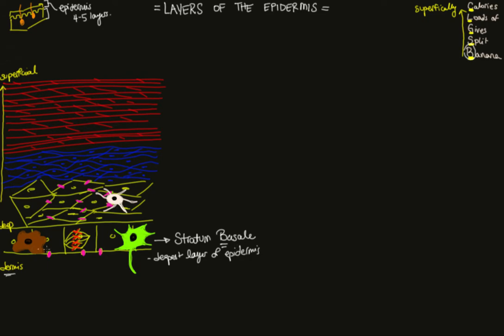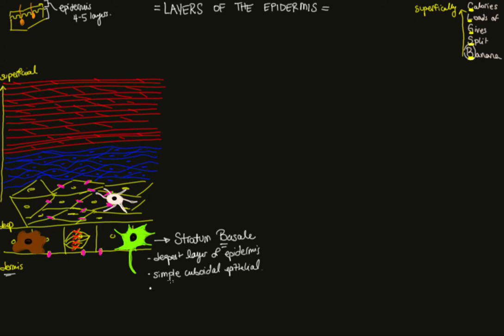And so the cells of this stratum basale are cuboidal in shape. So we have a simple cuboidal epithelial tissue that makes up this layer. And keep in mind, the epidermis we've already discussed is an epithelial tissue, so we're going to look at different types of epithelial cells here. And so we have a simple cuboidal epithelial that makes up the stratum basale.